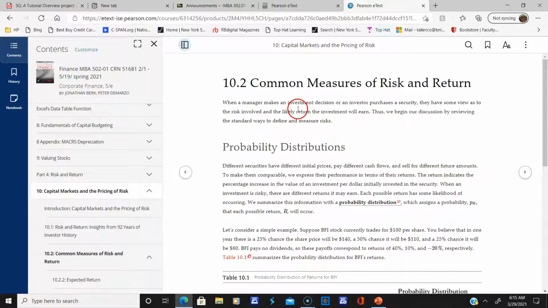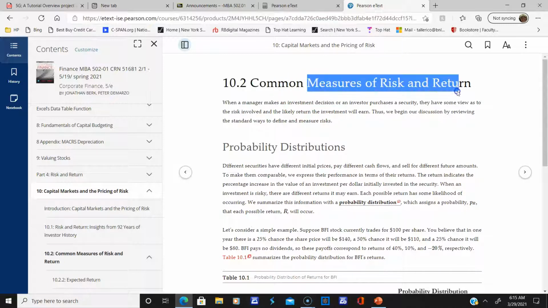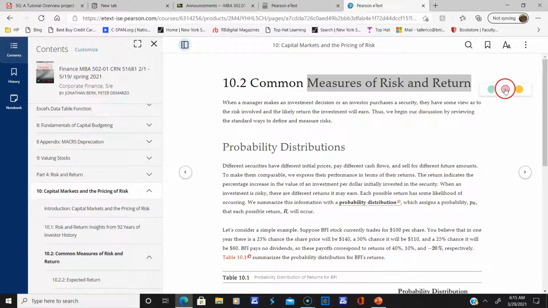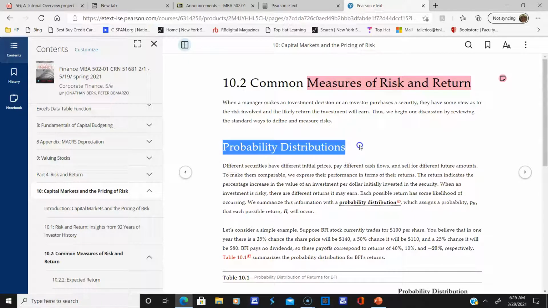All right, so we got to talk about probability distributions, and we're going to talk about different measures of risk and return here. All right, this is important, so we got to talk about that. And so again, we're going to discuss ugly probability distributions. I know if you didn't take a probability class, this is new to you.